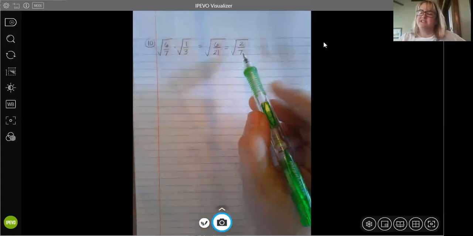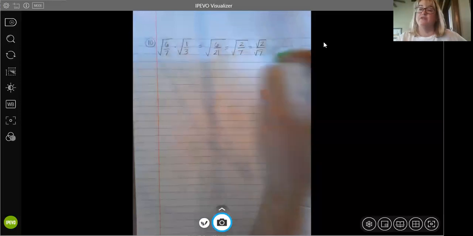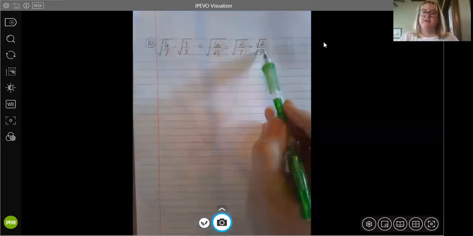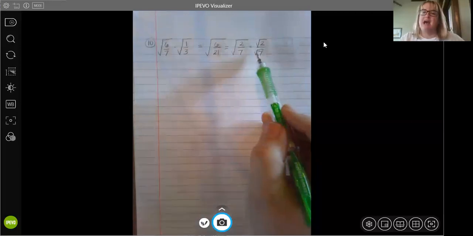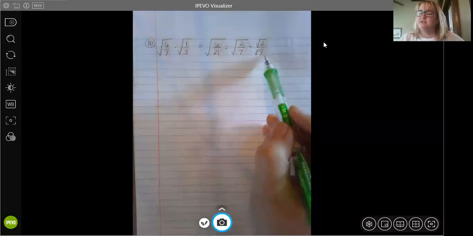The problem is you don't get to have a radical sign in the denominator. And the square root of 2 over 7 is the same thing as the square root of 2 over the square root of 7. This, not allowed. So we have got to get it out. And there's a simple way to get rid of the square root of 7 in the denominator, and that is to multiply by the square root of 7.